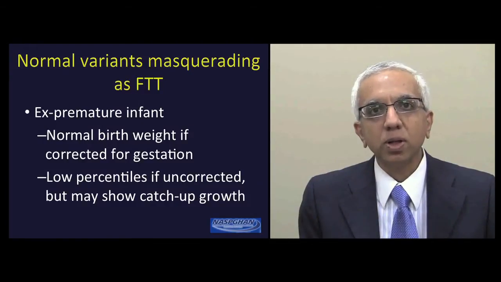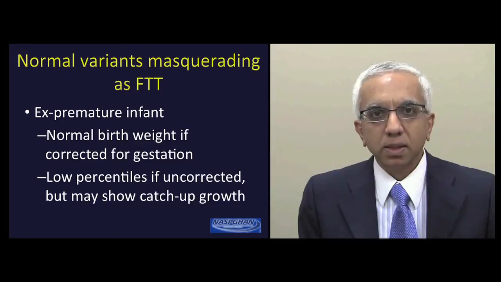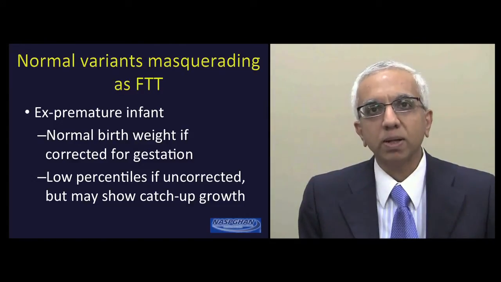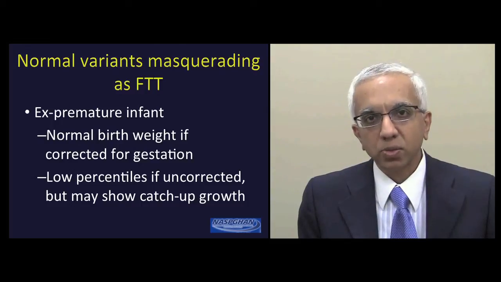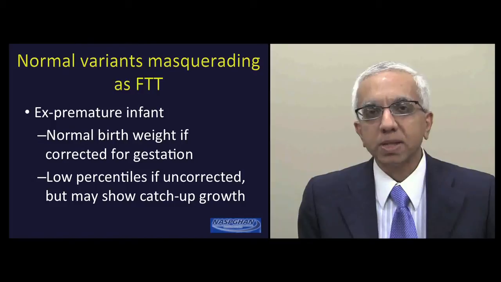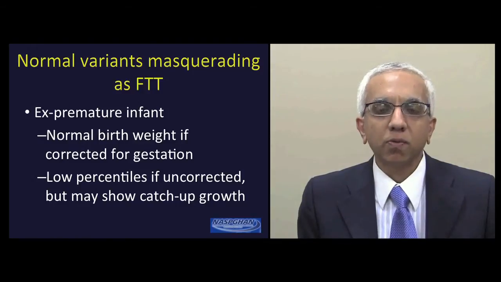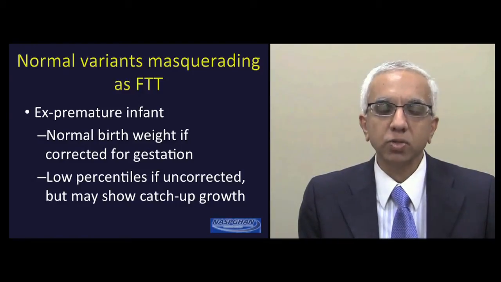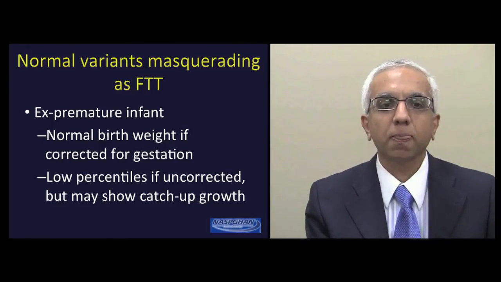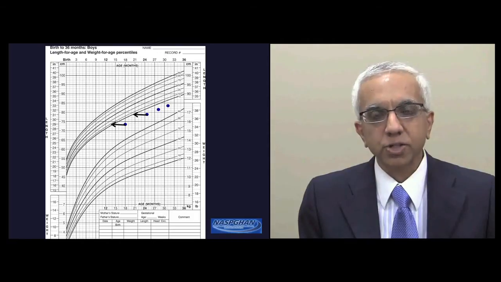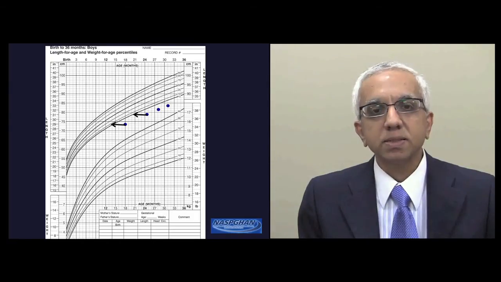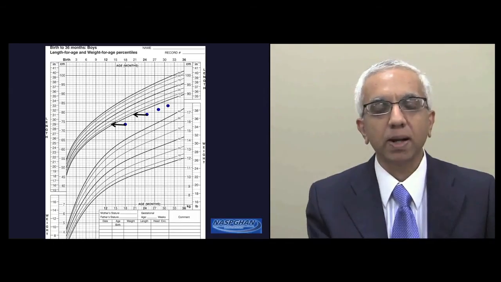Other normal variants include prematurity. This is the kind of child who has a normal birth weight when corrected for gestation. These children, as they continue to grow, especially during the first 2 years, have low percentiles if uncorrected, but may show catch-up growth. With the new switch to the WHO growth charts over the first 2 years, it may be appropriate to just correct all parameters up until the age of 2 years. It becomes more difficult to provide corrected anthropometric measurements beyond the age of 2 on the CDC growth chart. This is an example of correction for prematurity, and this can usually be done by your electronic medical record as well.